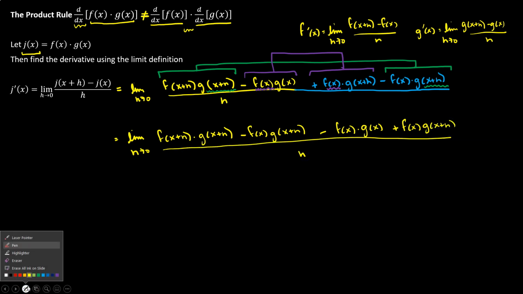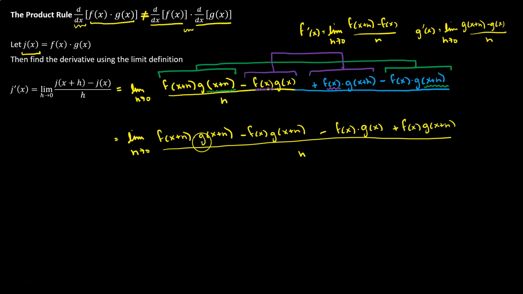Now that's not a whole lot better, but we can now see the common factors in the first two terms, so we can factor that out. And in factoring that out, we can see that we are starting to create that f prime definition that we're looking for. We see the f of x plus h minus f of x over h, and then we see that we're multiplying by g on the outside. We're going to have that same thing happen with the other two terms.